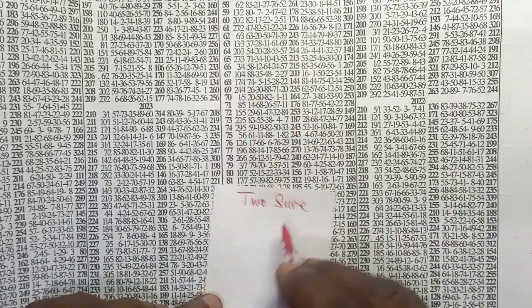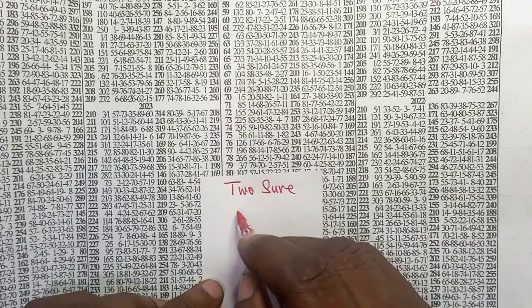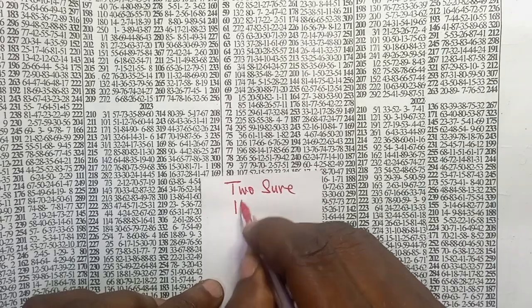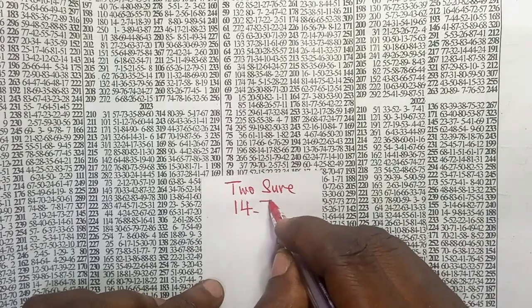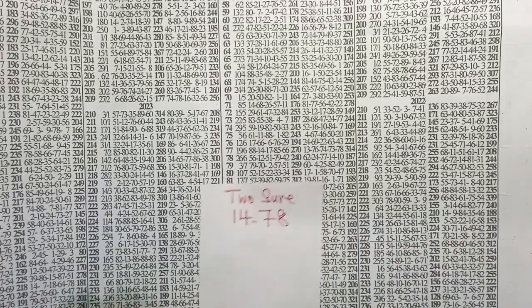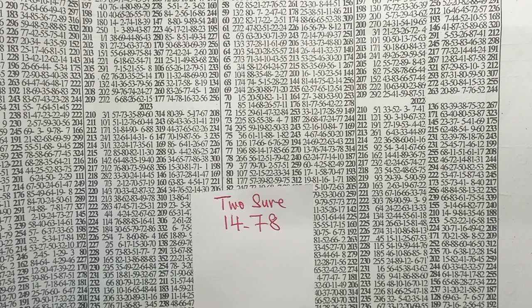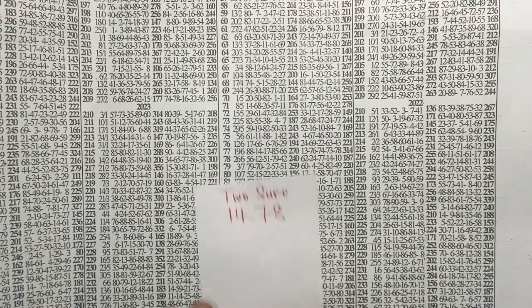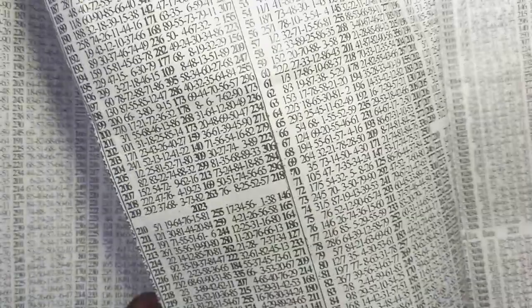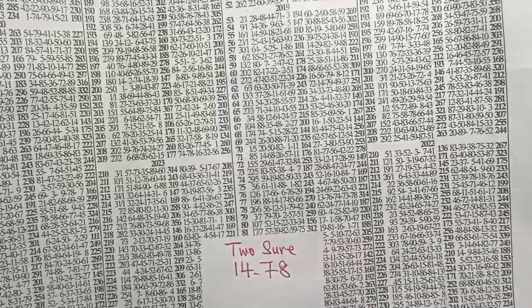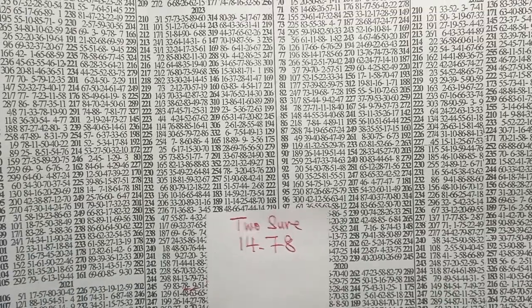So the 2 sure that we are going to find from the key is the number 14 and 78. So this is the 2 sure that we are going to research about to find from the system. We are going to find from the National Lotto, the NLA National Lotto and Alpha Delta Tuesday. These are the 2 systems that we are going to find it from.